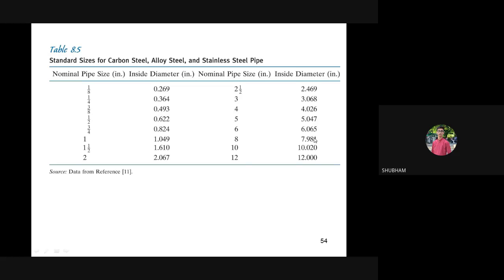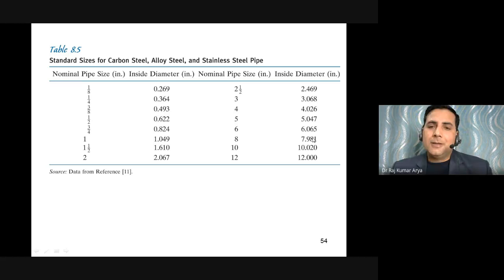Sir, is there any specific reason for making a standard for these particular diameters? These are actually standards used worldwide. To make the pipe, you have to have a particular type of die or blowers, casting or molds. So these are standardized throughout the world so that we have some consistency and people do not face any problem.